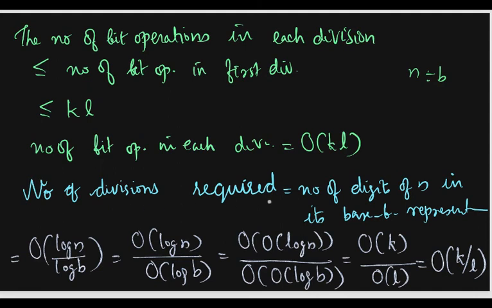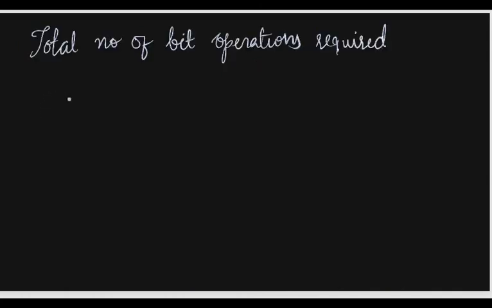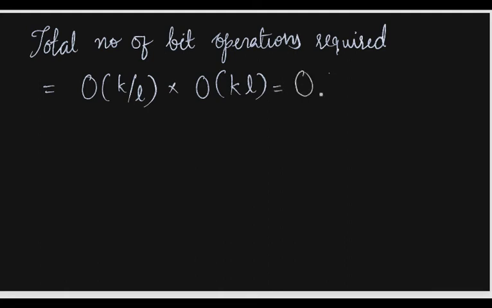So the number of divisions required for our algorithm is equal to big O of k by L, and the number of bit operations required in each step is equal to big O of k into L. So the total number of bit operations required will be equal to the product of the number of divisions required, that is big O of k by L, into the number of bit operations required in each division, that is big O of k into L. So this will be equal to big O of k by L into kL, and it will be equal to big O of k square.